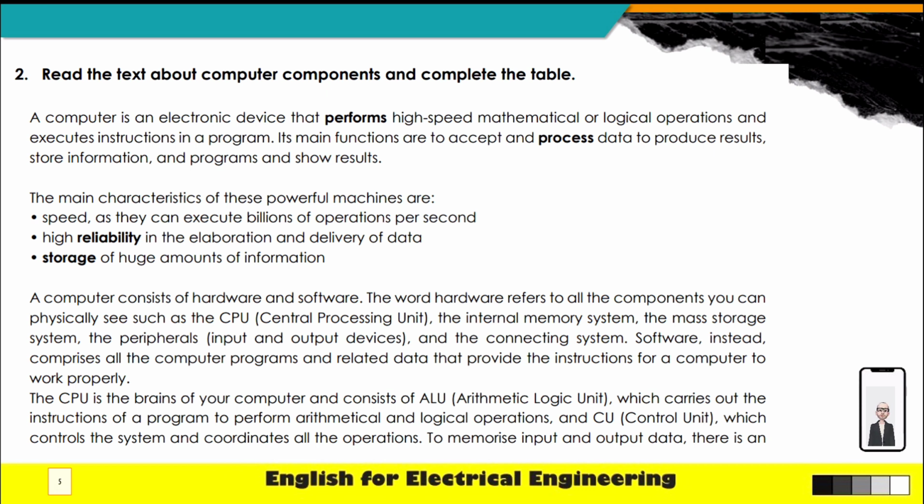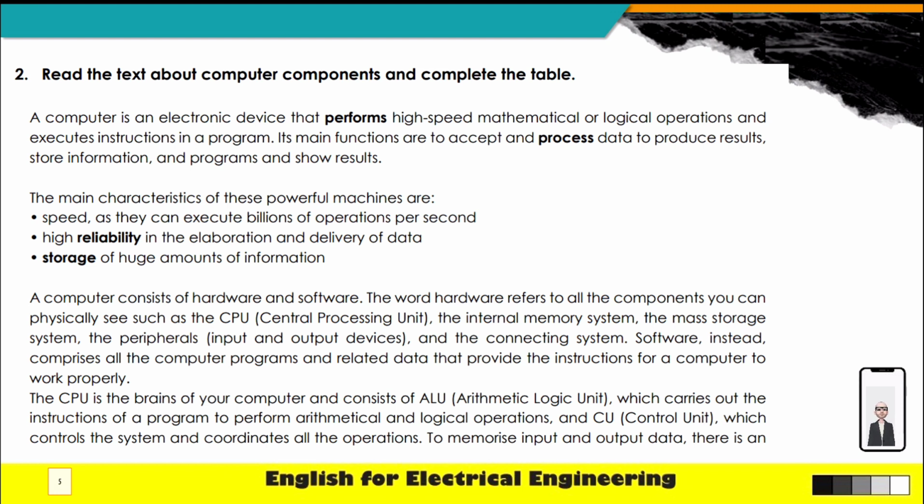The main characteristics of these powerful machines are speed, as they can execute billions of operations per second, high reliability in the elaboration and delivery of data, storage of huge amounts of information. A computer consists of hardware and software.